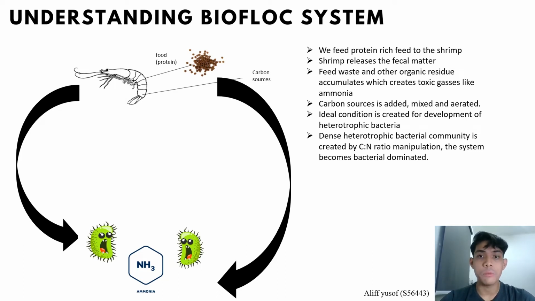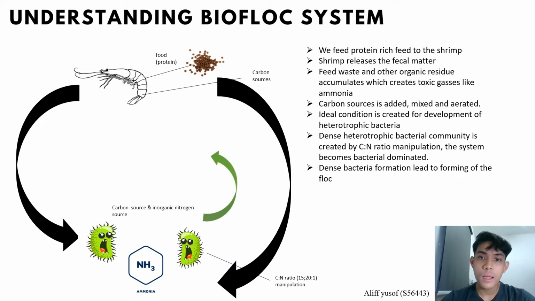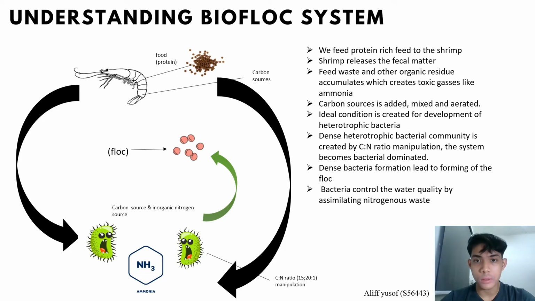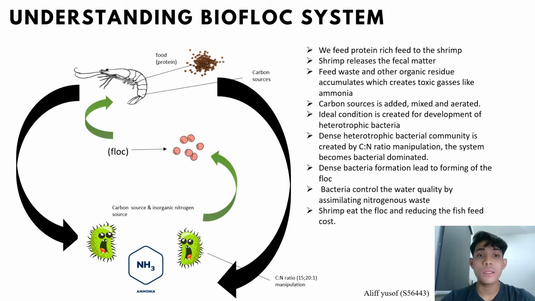After that, the process continues with carbon and nitrogen ratio manipulation, and the system becomes bacteria dominated. The dense bacteria formation leads to the forming of the floc. So these are the flocs. The function of the floc is to control the water quality by assimilating nitrogenous waste. In the last process of this biofloc system, the shrimp will eat the floc, reducing the feed cost. So this is how the biofloc system works.